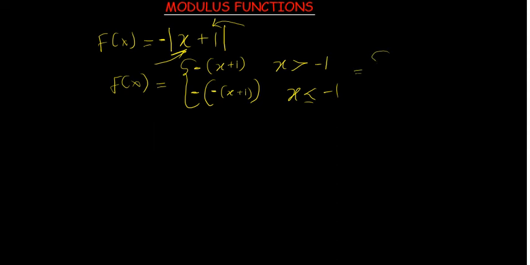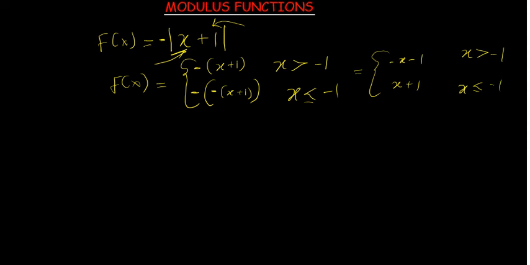So this is further going to give us, we can distribute this negative which we have. So that will be -x minus 1. And then distributing, we can multiply this negative and that negative, it will give us a positive. So what we are going to have is x plus 1. So this is for x greater than -1, and this is for x less than or equal to -1.